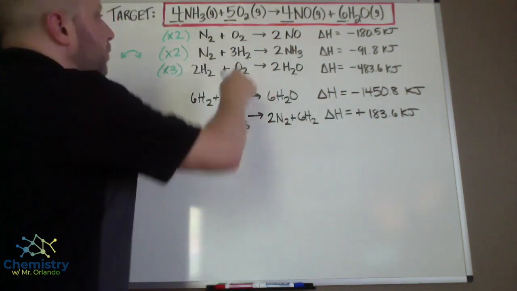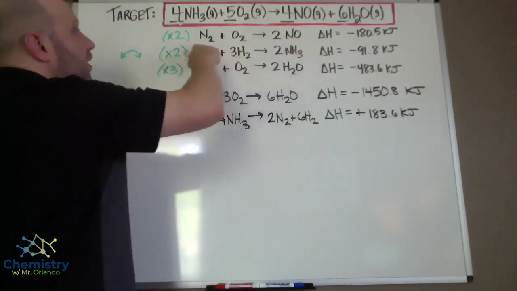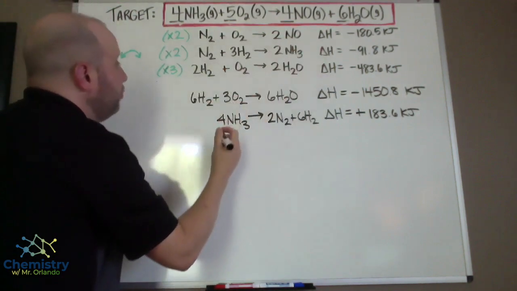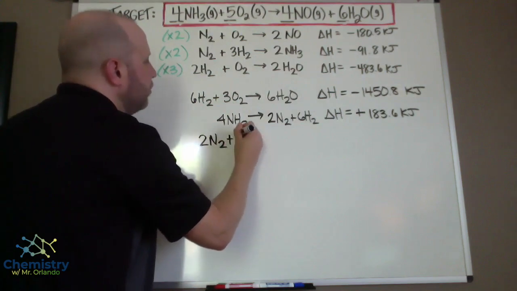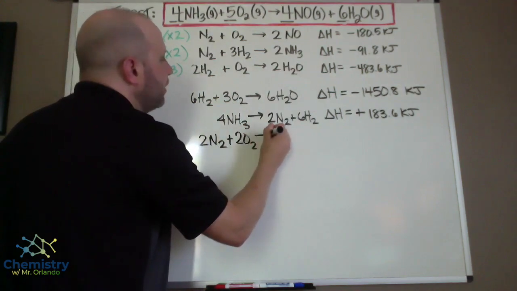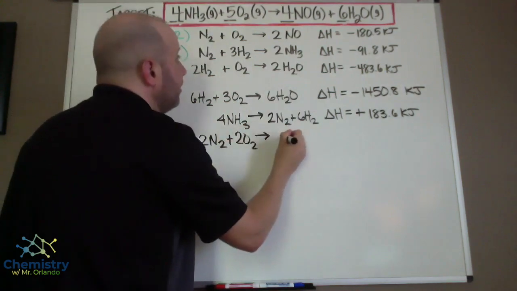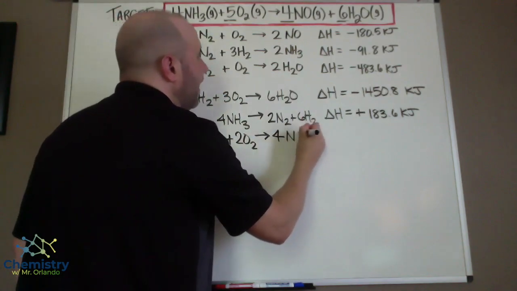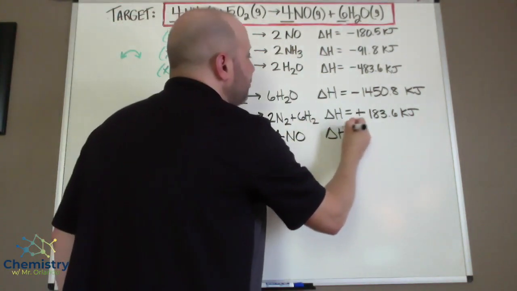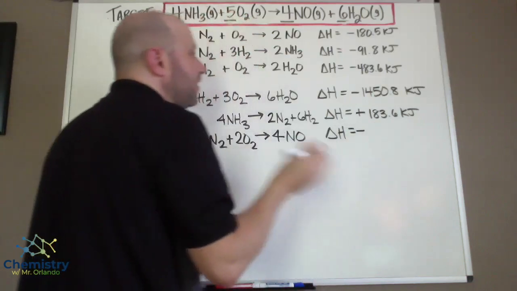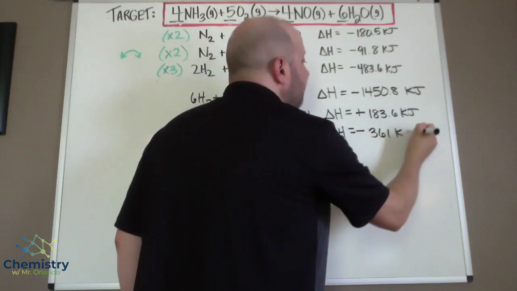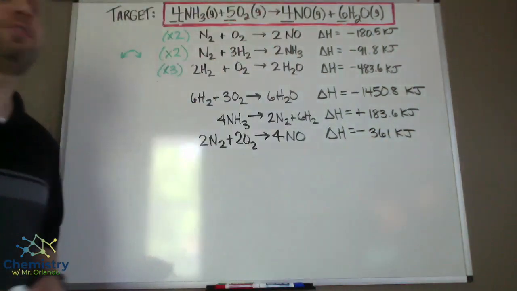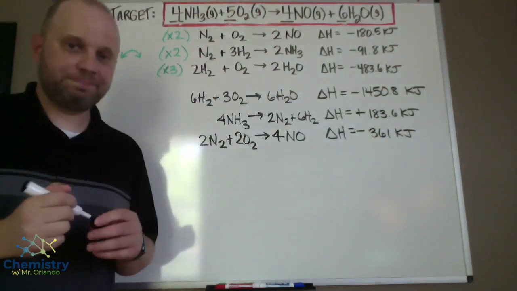So now, when I rewrite this equation, I'm going to rewrite it multiplied by 2. So I'm going to get 2N2 plus 2O2, trying to keep those arrows aligned, goes to 4NO. And my delta H is going to stay negative because I didn't reverse the reaction, but it's going to get multiplied by 2, so I have negative 361 kilojoules.